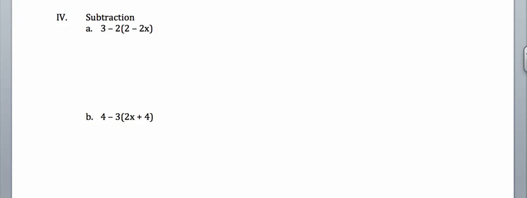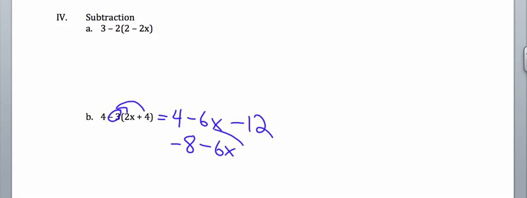All right, I'm assuming you've done that. So this time I'm not going to change it to plus and negative, and I'm going to show what this can look like if you don't show that intermediate step. So I get 4, negative 3 times 2x is minus 6x, and negative 3 times positive 4 is minus 12. Combining my numbers together, the ones that I can, the 4 and the minus 12, I get negative 8 minus 6x. Okay, so hopefully you got that one right.